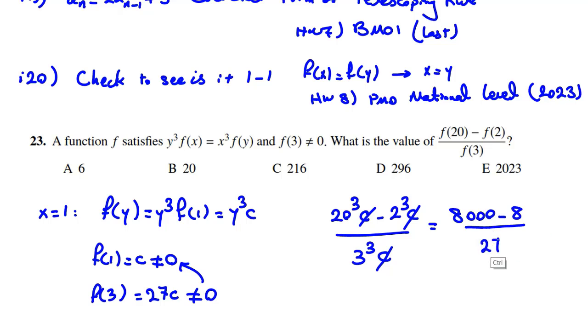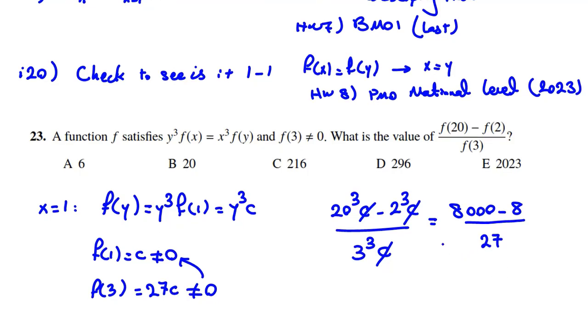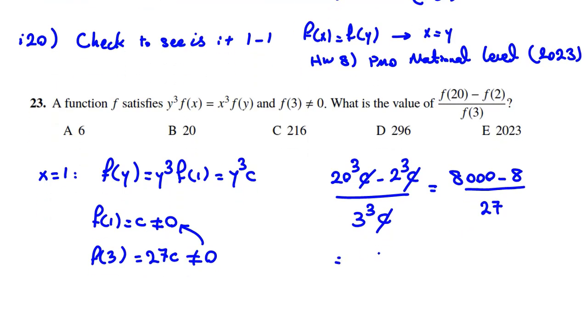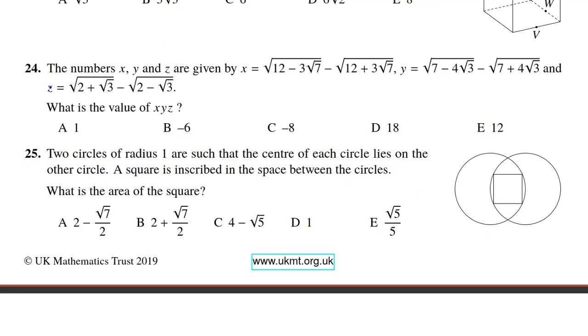Or we can factorize the right side. That's okay, let's calculate this. It is 7,992 over 27. Let's divide first both numerator and denominator by 9. It is 296. Let's try problem 24 of SMC 2019.